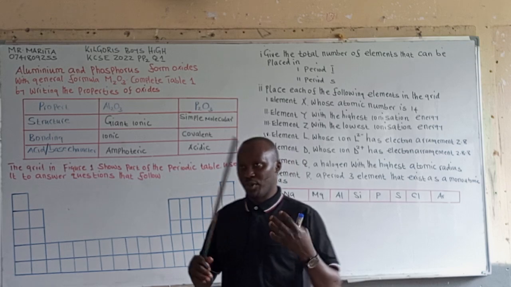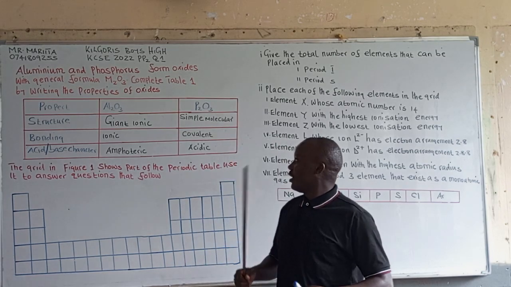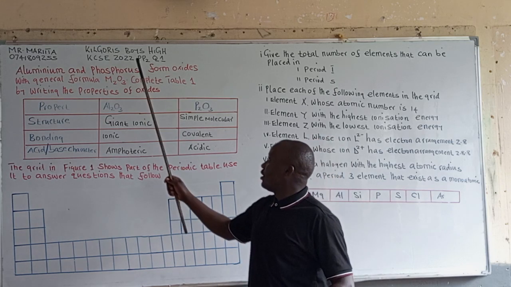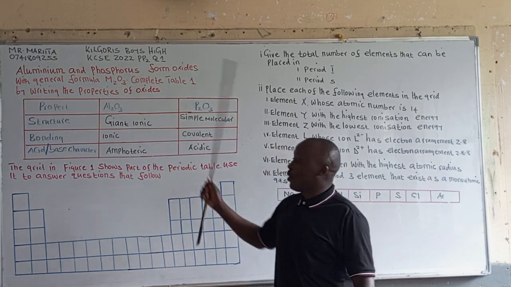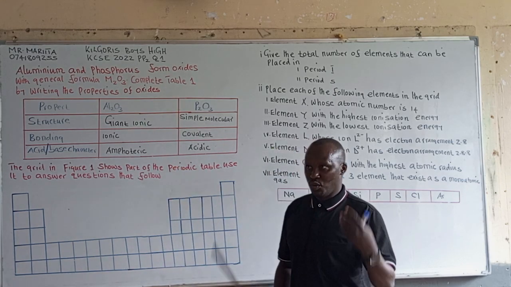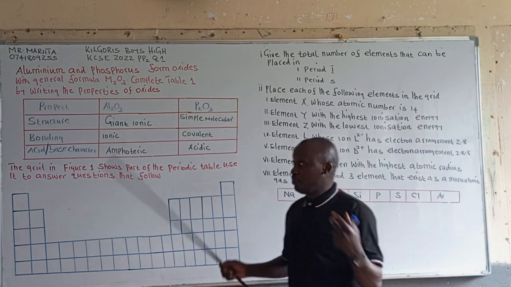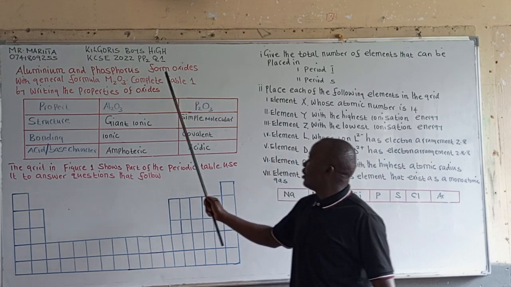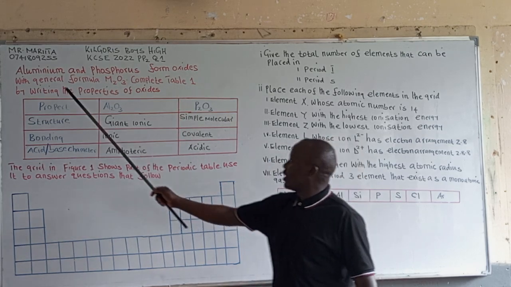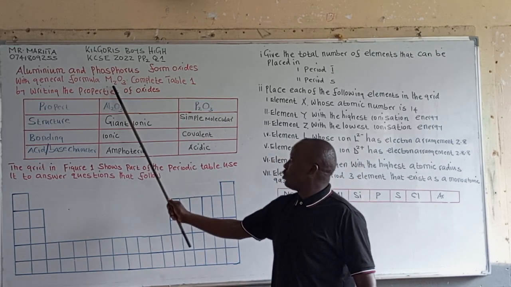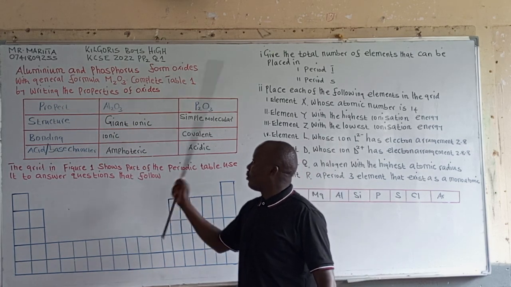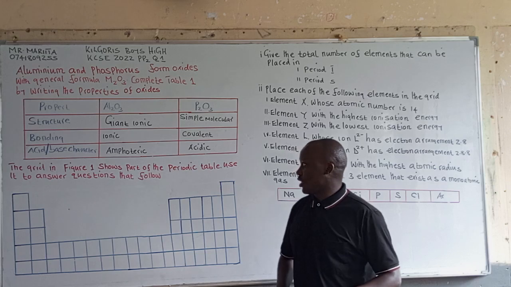Today we are looking at a very important part of our KCSE. That is a question that was set last year, KCSE 2022, Paper 2, Question 1. Aluminium and phosphorus form oxides with a general formula of M2O3. Complete Table 1 by writing the properties of oxides.